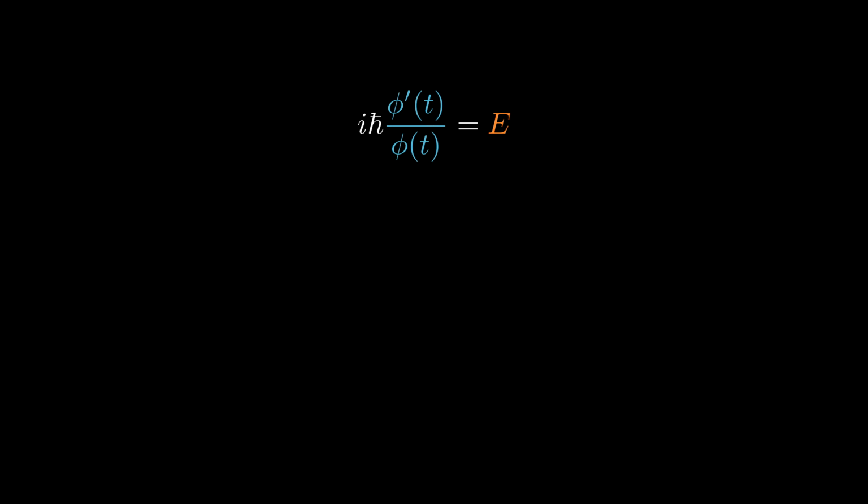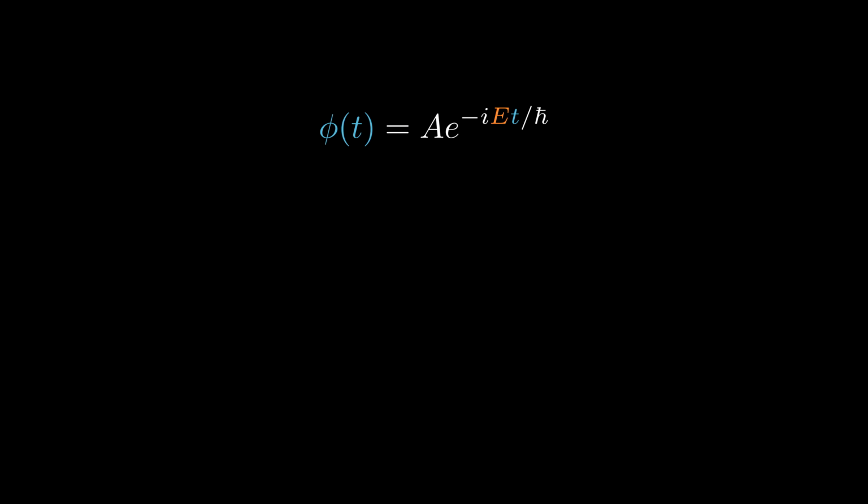To solve the time-dependent part, we can use a bit of calculus. The left side of the equation can be written as the derivative of a logarithm by the chain rule. Now we integrate both sides with respect to time. Next, we exponentiate both sides to solve for phi of t.